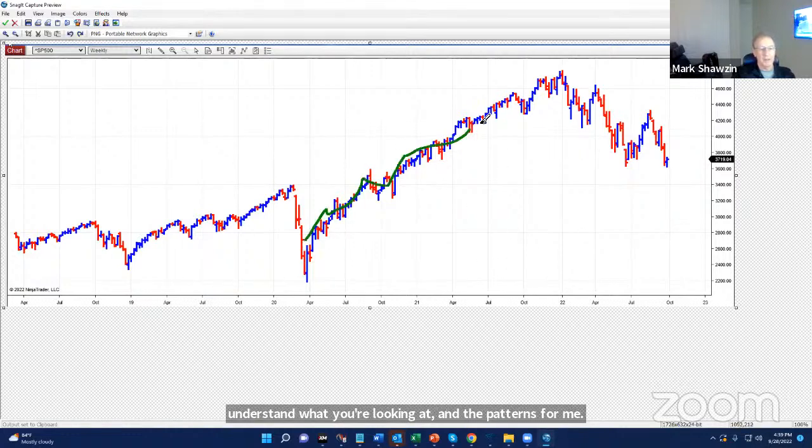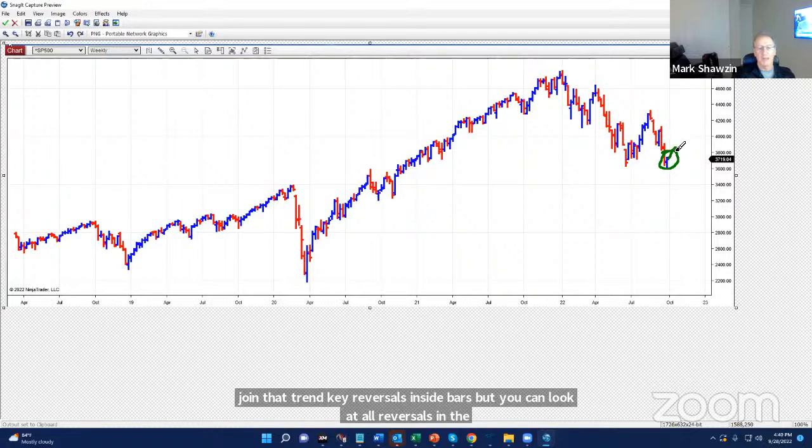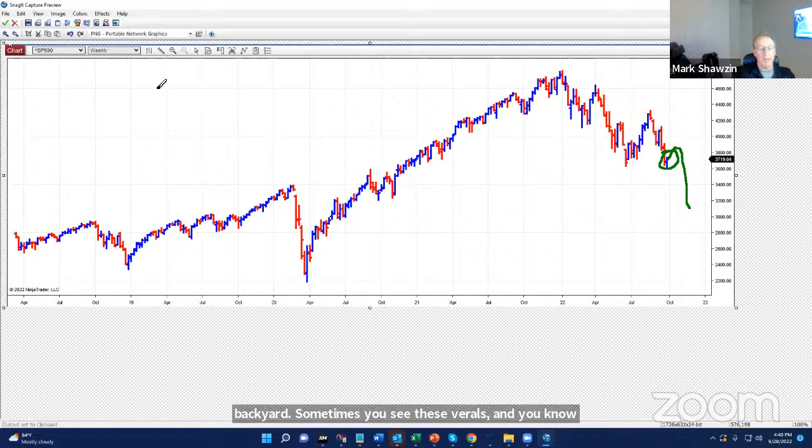It's very clear. Either you're in a trend or a pattern tells you the trend is going to change. And then I just look for certain price action to understand where and how to join that trend. Key reversals, inside bars, but you can't look at all reversals in a vacuum. Sometimes you see these reversals and this is not going to lead to a sustainable rally. This could lead to a nice rally, a big rally, a tradable rally, but you have to understand what you're looking at. Now, it's entirely possible we could look back and see this as a giant double bottom, and maybe the market has bottomed. You can never rule these things out.